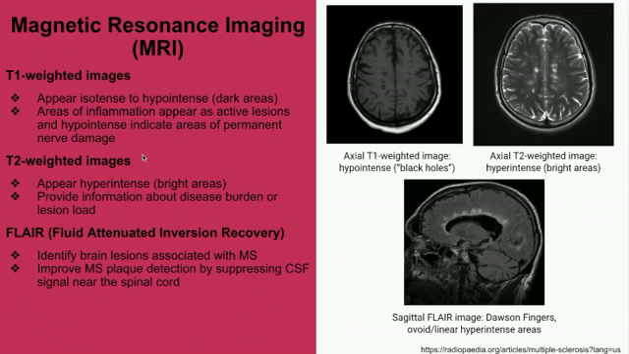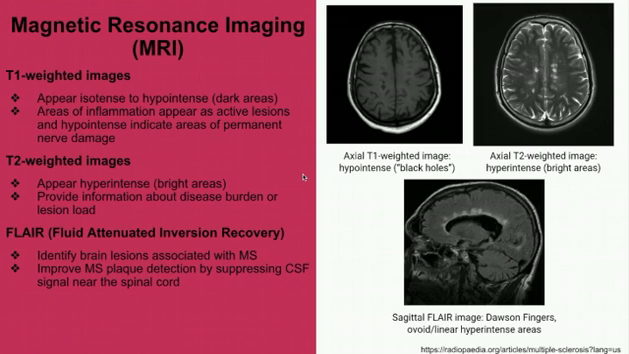And then the T2 weighted images appear hyperintense, so more bright, and they provide information about disease burden or lesion load. So here you can see it's an axial T2 weighted image, and it shows the bright areas here within the brain.